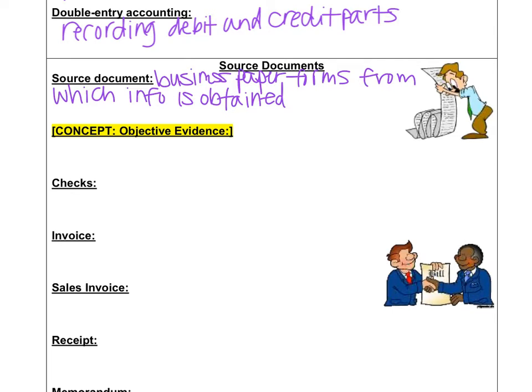And we have another accounting concept, one of those GAAP principles. The concept objective evidence is applied when a source document is prepared for each transaction. So every single transaction always has to have a source document that goes along with it. So this is applied when a source document is prepared for each transaction.